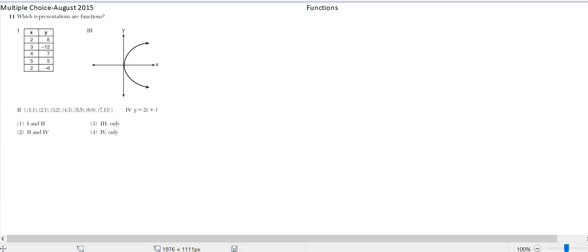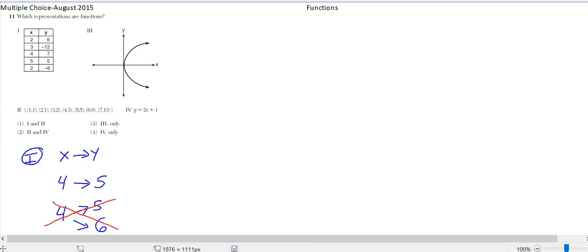Let's start with Roman numeral 1. When we have a table, in order for the relation to be a function, every x value can correspond to only one y value. So for example, if we would have an x of 4, if 4 corresponds to only 5, this is a function. If 4 corresponds to 5 and to 6, this is not a function. So let's look at the table.